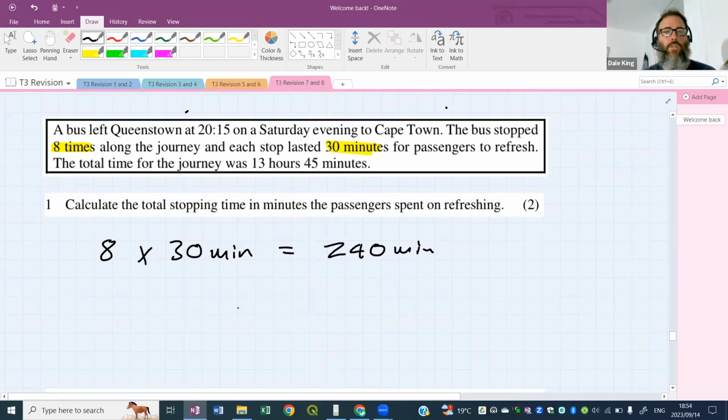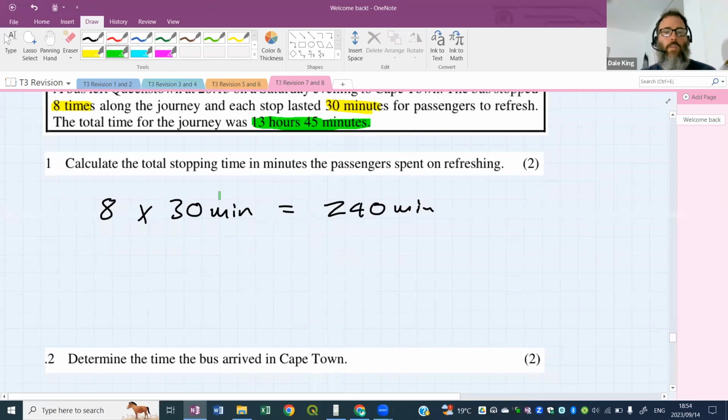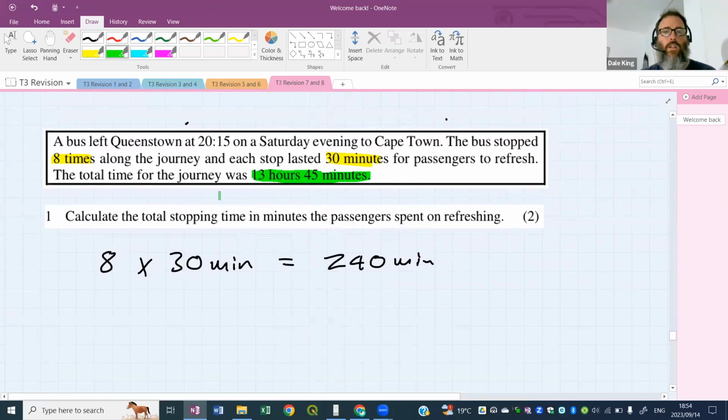Now, the total time of the journey was 13 hours, 45 minutes. So we don't even need to worry about the stoppage time because the total time for the journey is given to us. This is how long it took. It obviously includes the stopping time. To me, that includes everything. All right. It's 13 hours and 45 minutes. So now we need to work out the time the bus arrived in Cape Town.